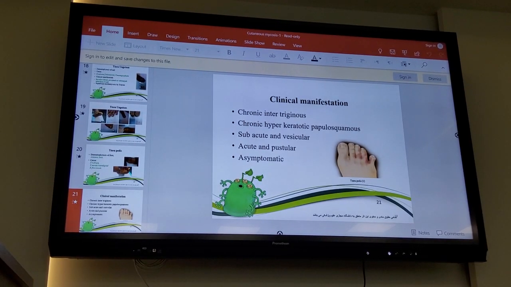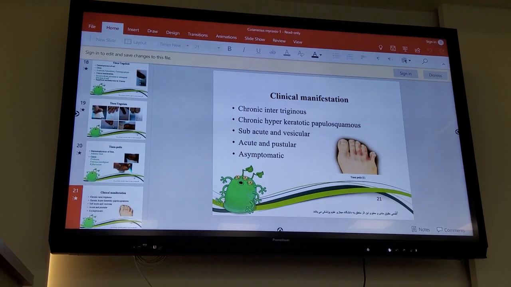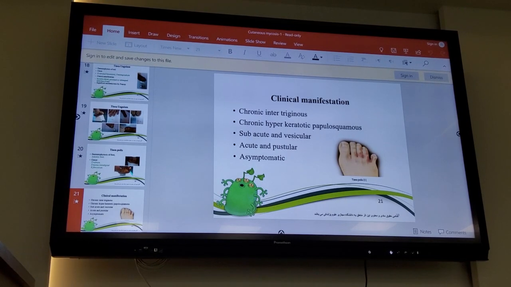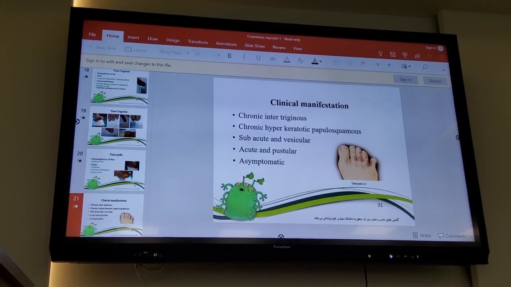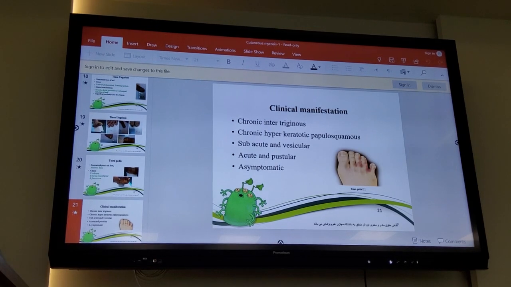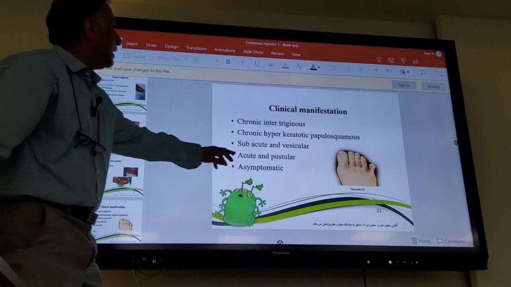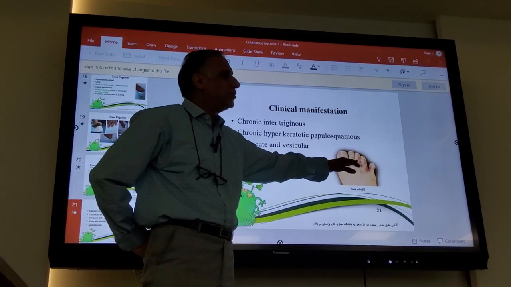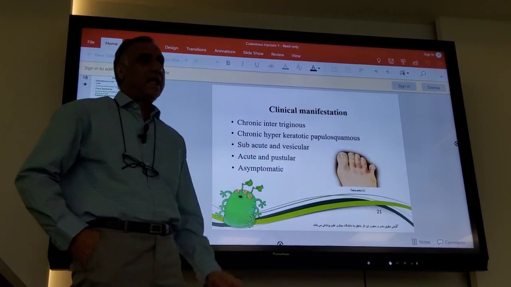You must search and find the answer. What is vesicle in the skin? What is pustule and what is bullous reaction? You can find this vesicle and pustule in the foot, in the pedal area.